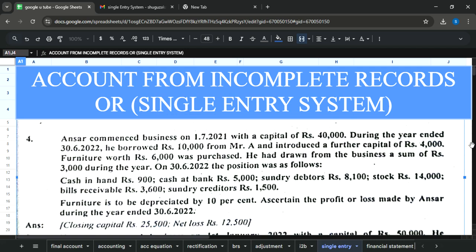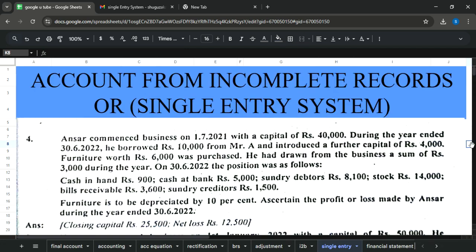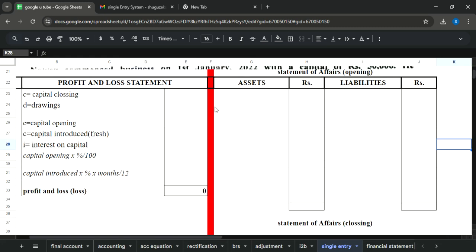Today's target is to solve question number 4. The chapter we are dealing with is accounts from incomplete records, whose alternate name is single entry system. Over here we have our proforma. On the left side we will make the profit and loss statement, and on the right side the opening and closing statements will be made.